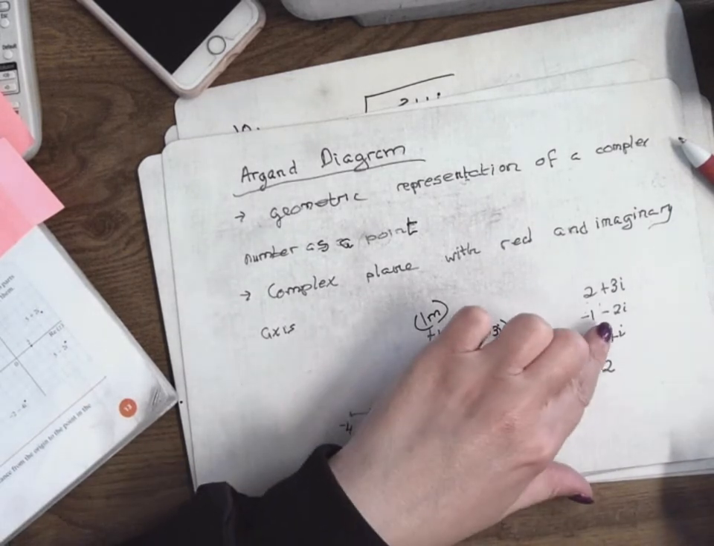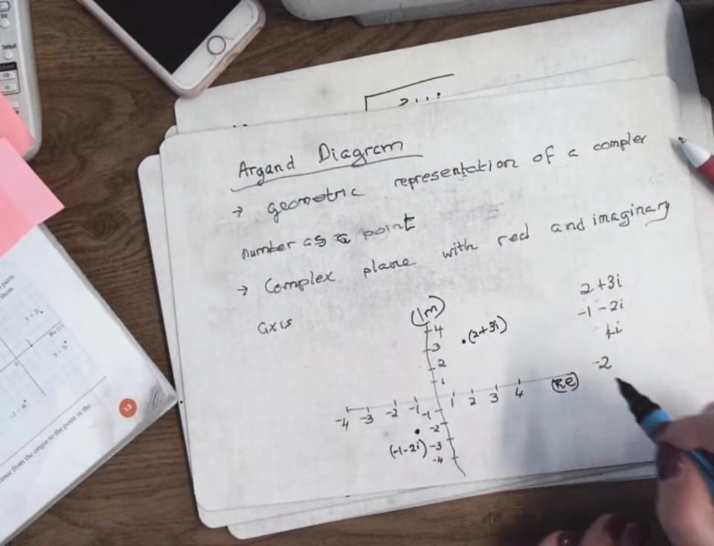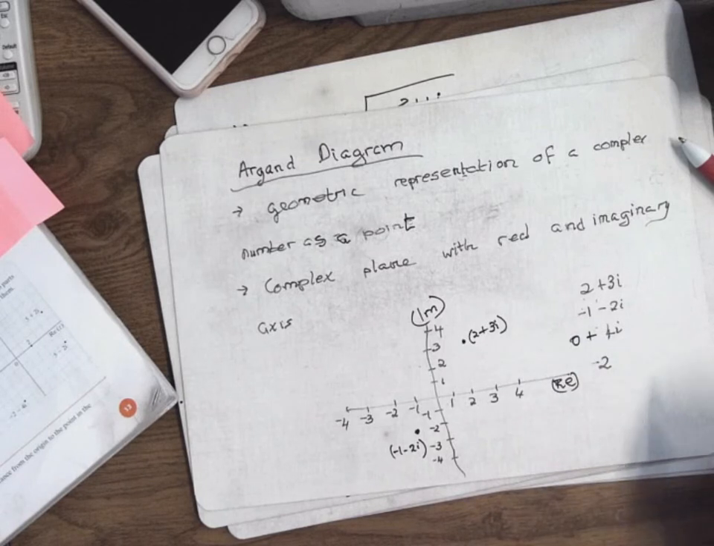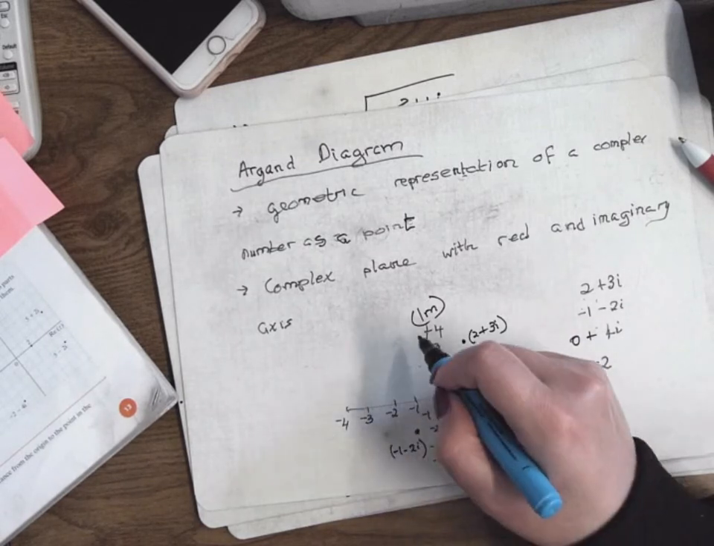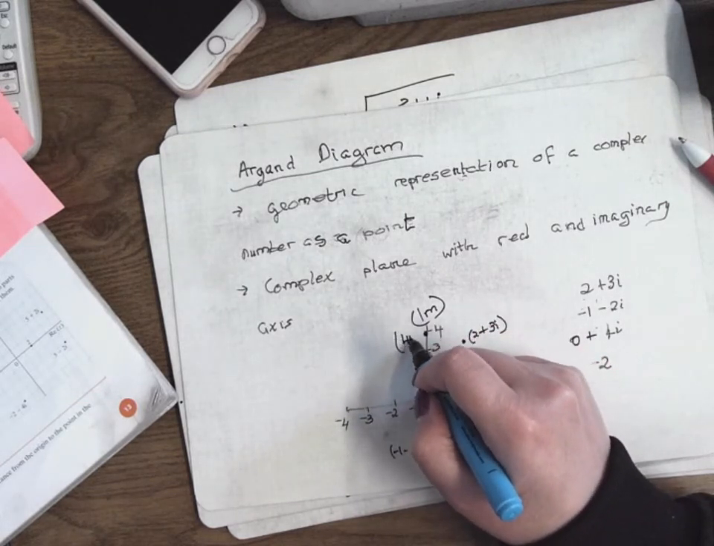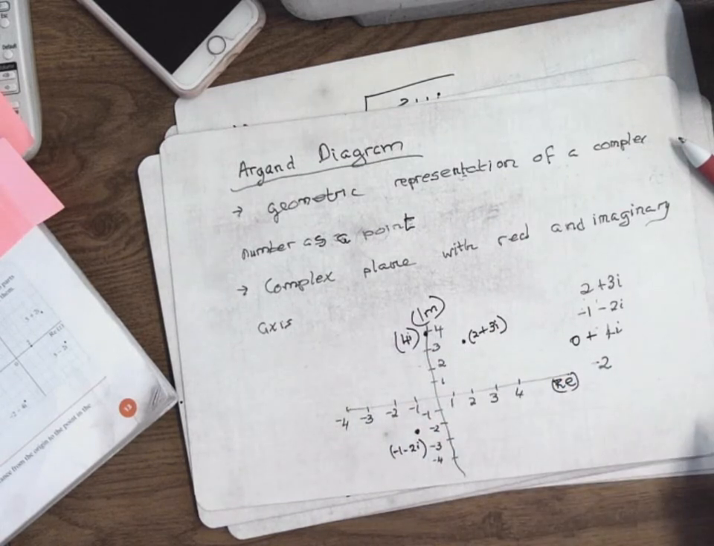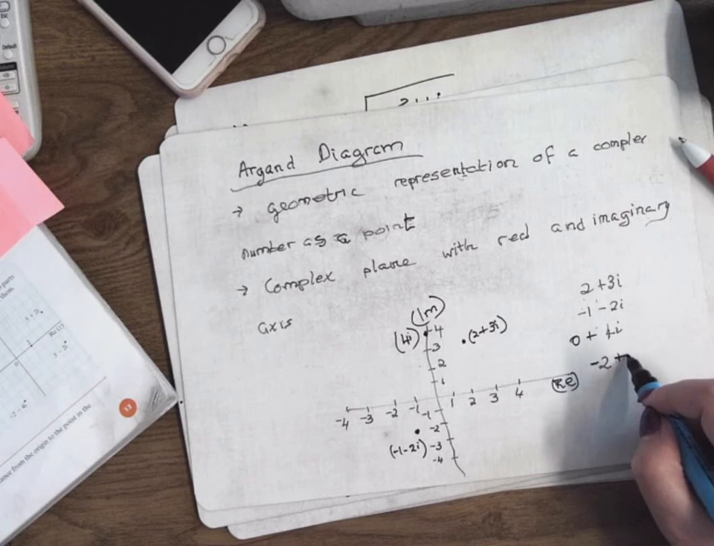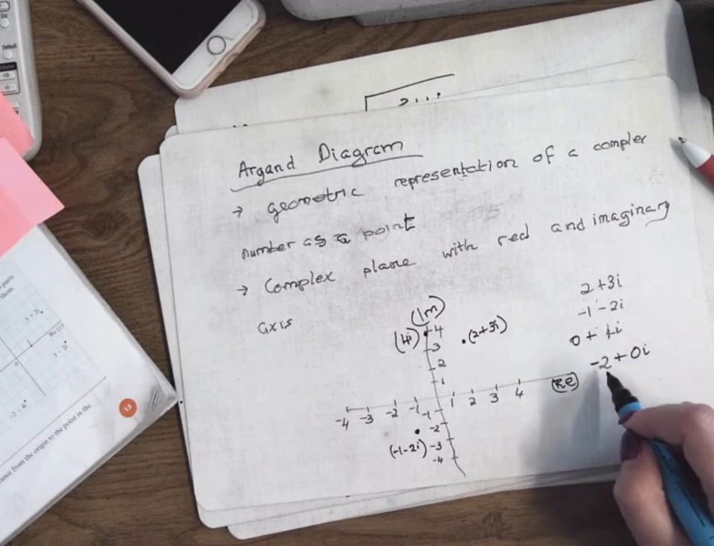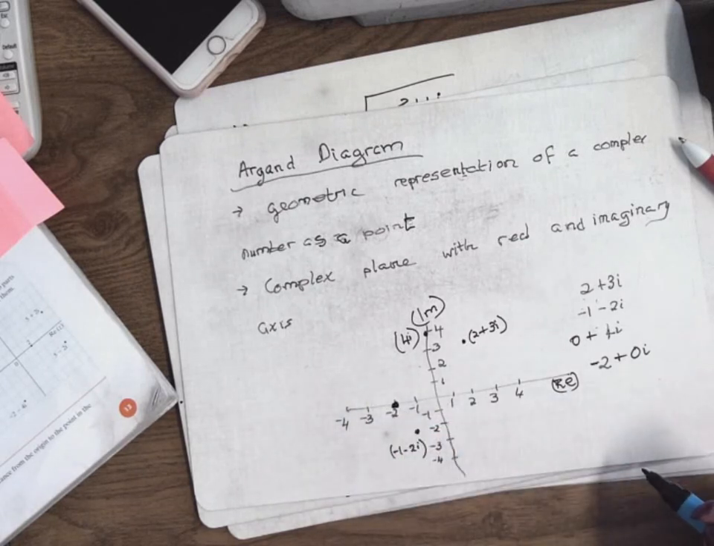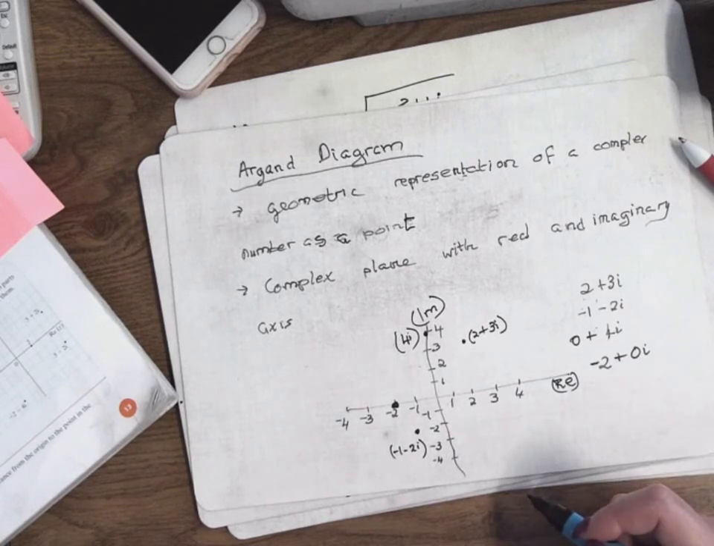Right, 4i has no real bit, so the real bit is naught. So 4i, you can write that as 0 plus 4i. So that means across naught on the real axis and up to 4 on the imaginary axis. So this point here is 4i. Okay, and the last one is minus 2, there's no imaginary bit, so it's minus 2 plus naught i. So that would be across to minus 2 and up to naught. Got it? Is that okay? That's all I'm doing for today. Easy enough? Did you get it?